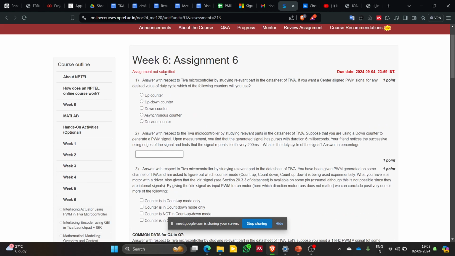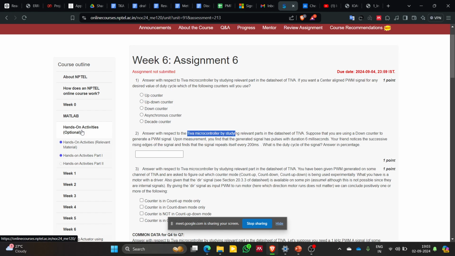Most of these problems are related to the TIVA microcontroller. So I would recommend you go to these data sheets. Where are these data sheets available? I will let you know. There is this hands-on activity section. In that section, you need to go to the hands-on activity relevant material.